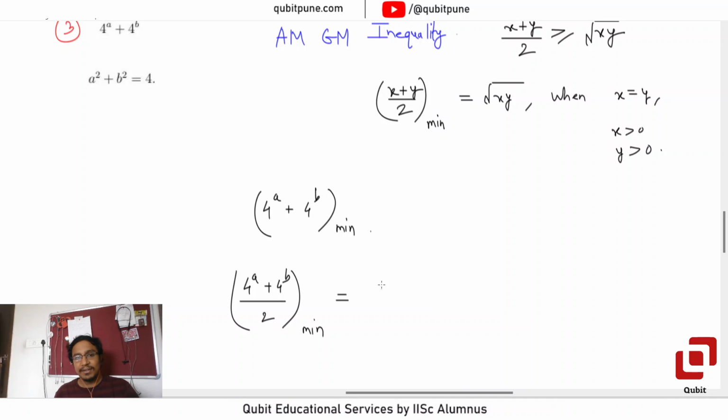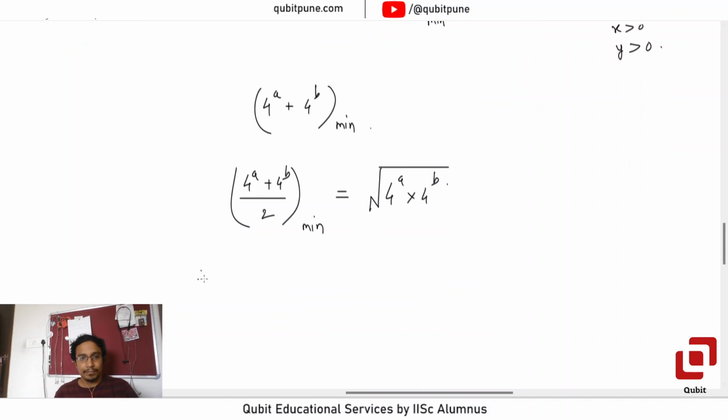Do you agree that this will be equal to root of 4a into 4b? Please raise your hands. Yes, so अभी तो काम हो गया. Therefore 4 raised to a plus 4 raised to b will be greater than or equal to 2 times root of 4 raised to a into 4 raised to b.